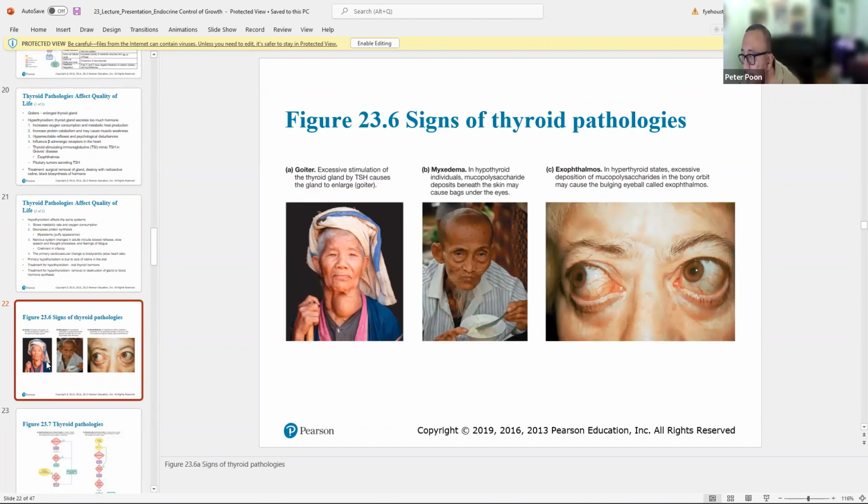So this is a goiter. Goiter is caused by excessive stimulation of the thyroid gland by TSH, which causes the thyroid to enlarge. So if you're not secreting enough thyroid hormone, your body tries to compensate by getting you to secrete more thyroid hormone by stimulating thyroid stimulating hormone. And that increases the size of the thyroid. It doesn't realize that there's not enough iodine, so it tries to make more thyroid hormone.